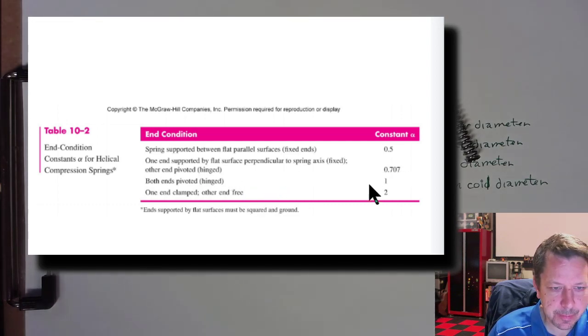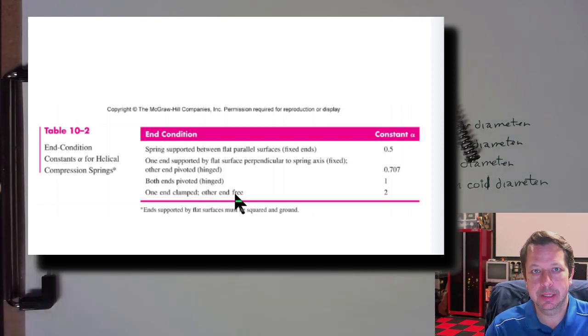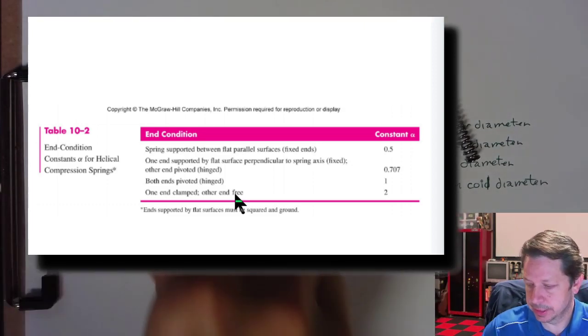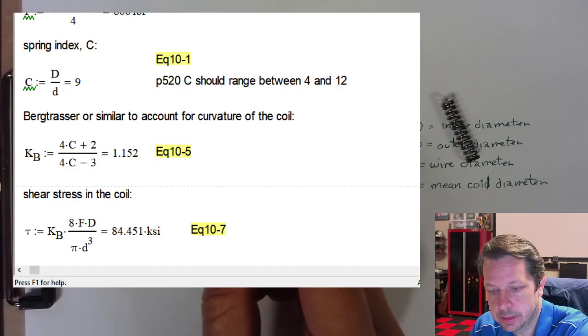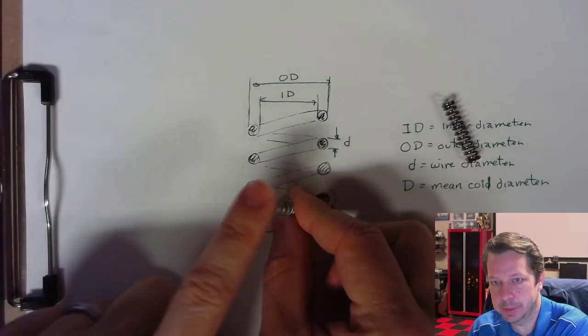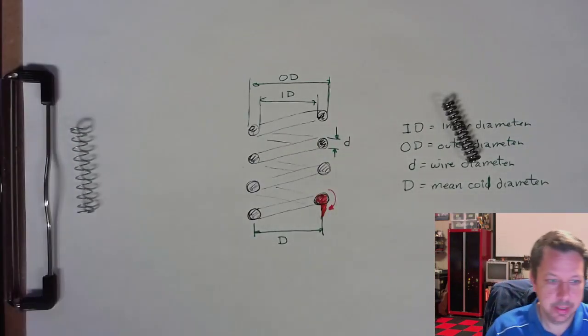So they're not this. One end clamped, other end free. That's like you've got it clamped at the bottom, and the other end is nothing constraining it. It's just sitting there like this, clamped on the bottom, and the top is plenty free to move around. So it's not that.